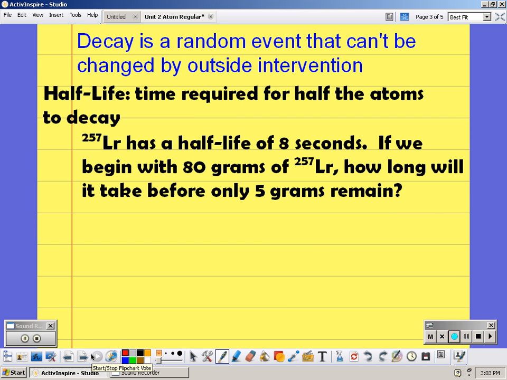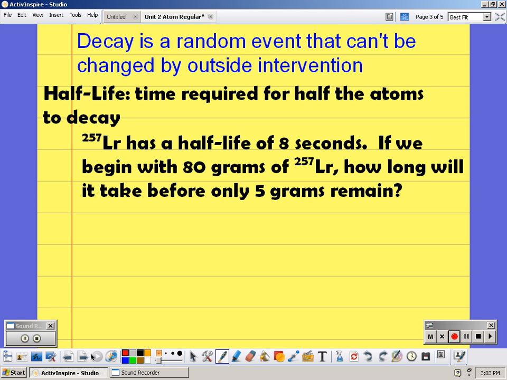Decay is a random event that can't be changed by outside intervention. So you can't take something that's radioactive and freeze it. You can't take something radioactive and burn it in order to stop the fact that it will be radioactive. The decay happens no matter what. It's independent of any energy changes.